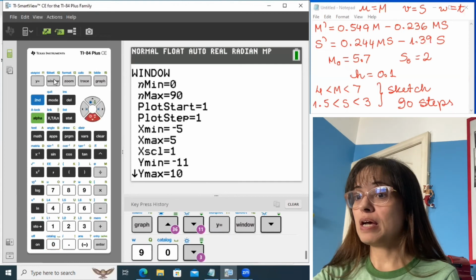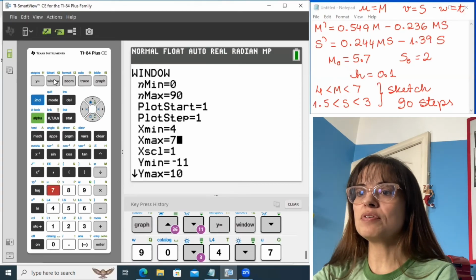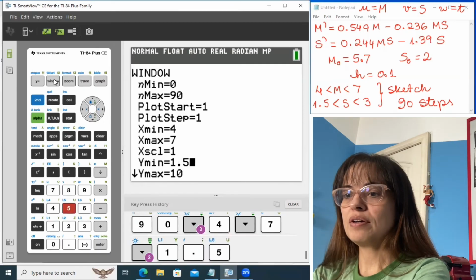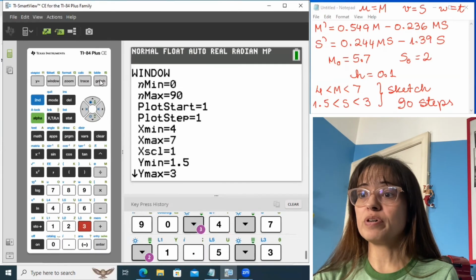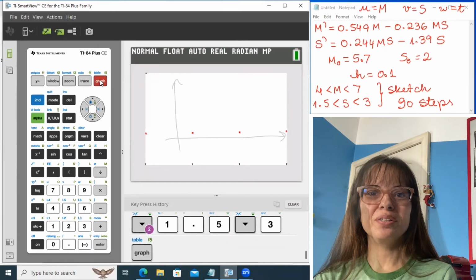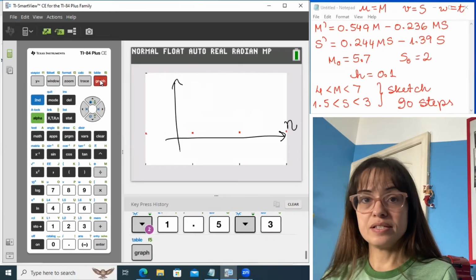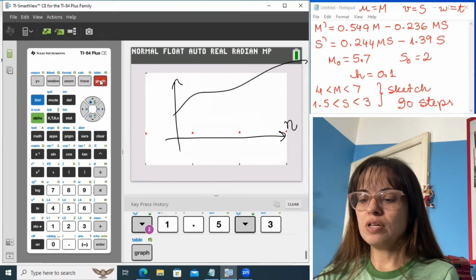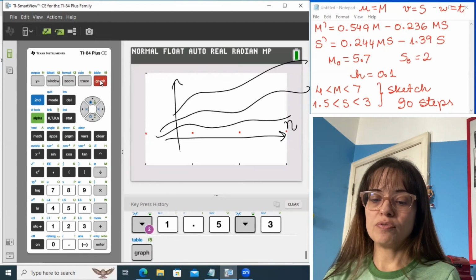X min and X max are what you expect. This is going to be 4 and this is going to be 7. And the Y min and Y max as well. This is 1.5 and this is 3. But if you just do this and then click the graph button, this is not what you want to see. This is wrong. What it is attempting to do here is to have n, the step, on the horizontal axis, and then plot u, v, w separately like that. That is not the kind of graph that we want.